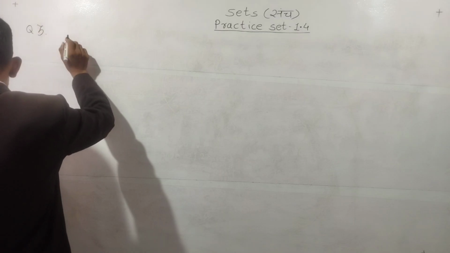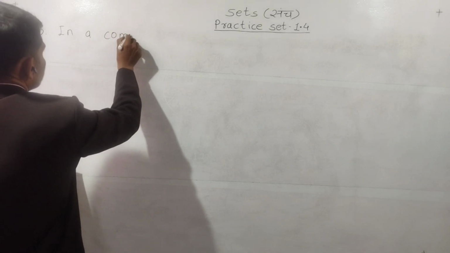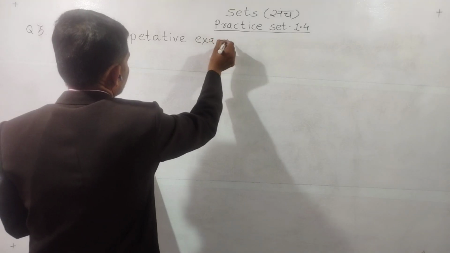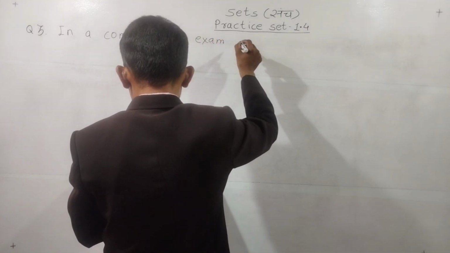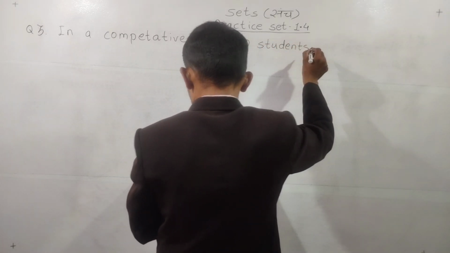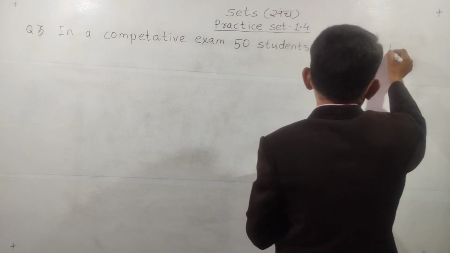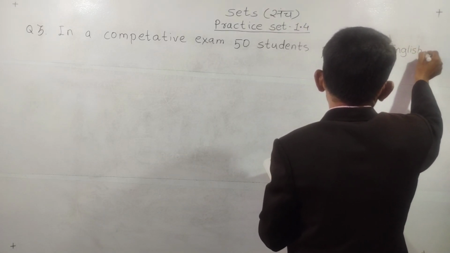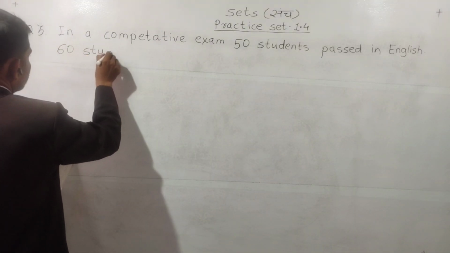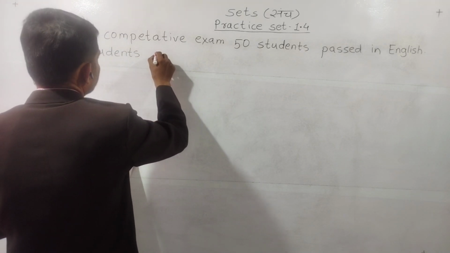Question number 3. In a competitive exam, 50 students passed in English. Students passed in mathematics.